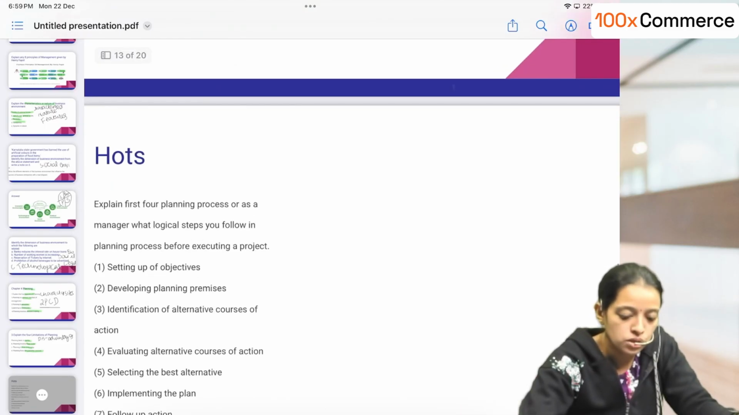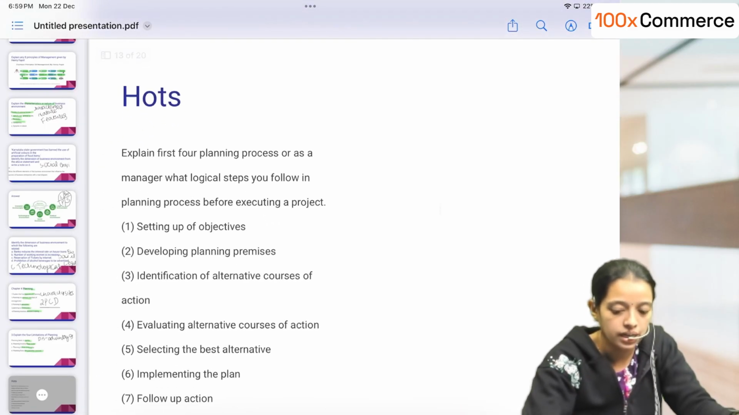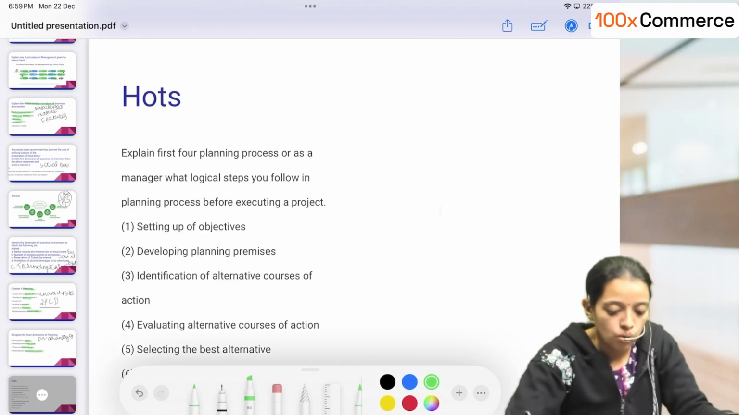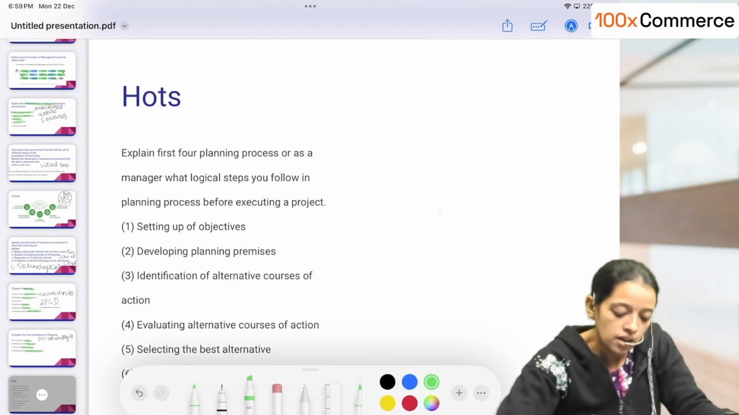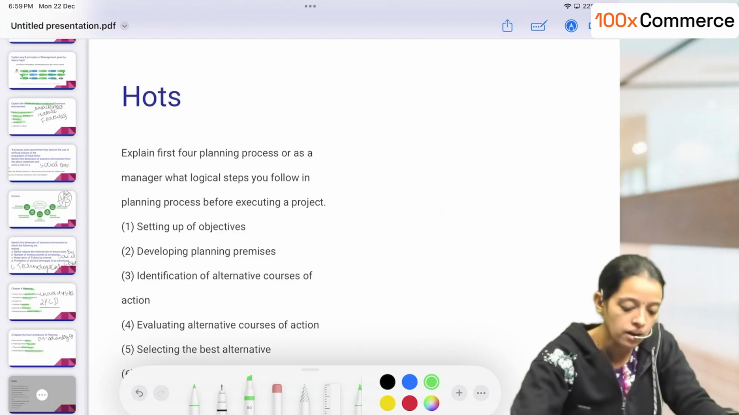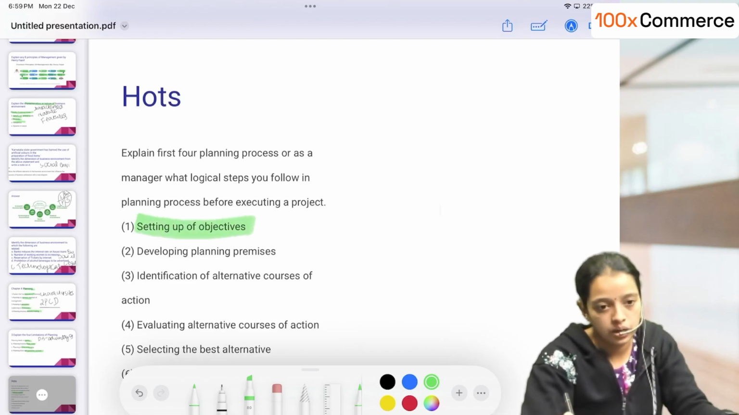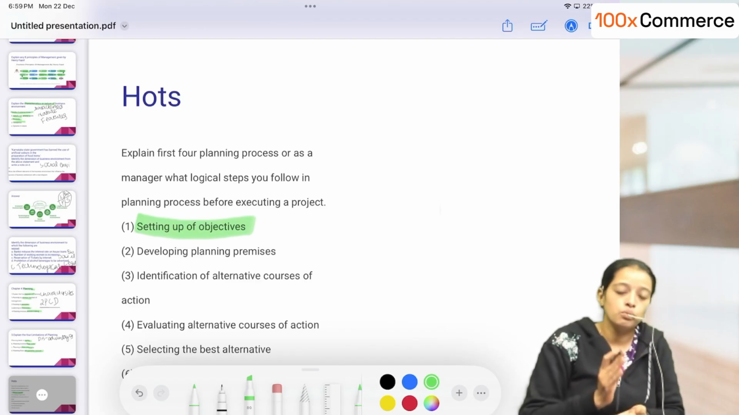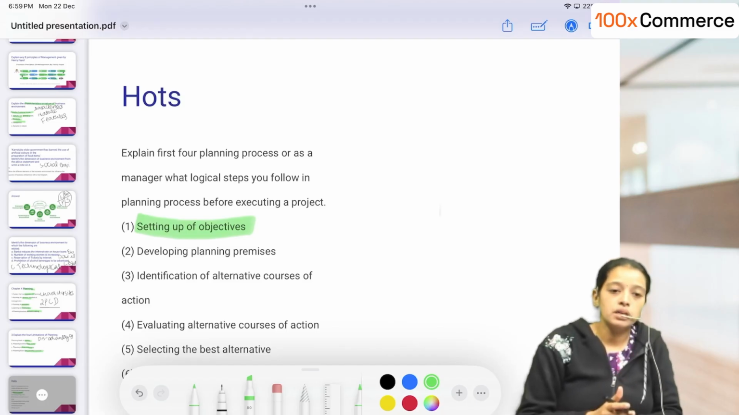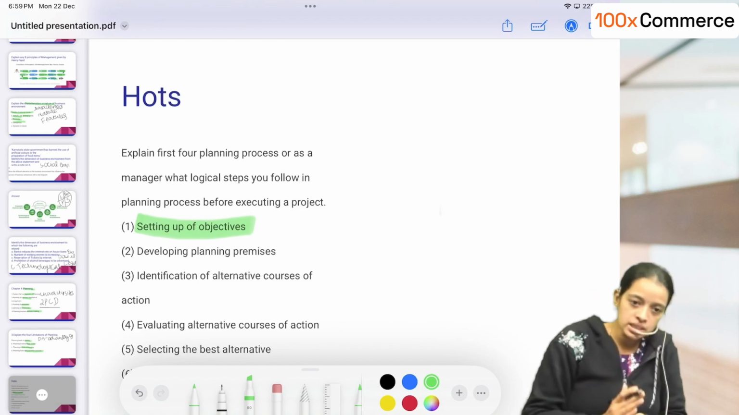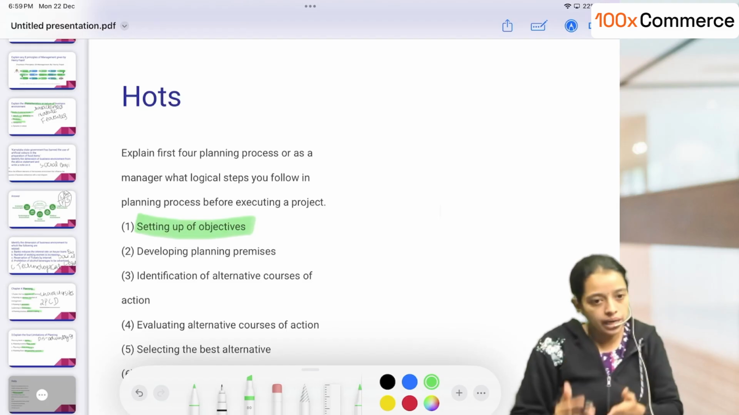So now the next question will be regarding the hot question, I can tell. That is, explain the steps involved in the planning process. Or as a manager, what steps would you follow? That is being asked in the question over here. So the first step is setting of objective. We should have a clear objective, like what we have to do, how we have to implement, who will be doing that particular thing, so that once the aim is set up, accordingly the work can be done easily.